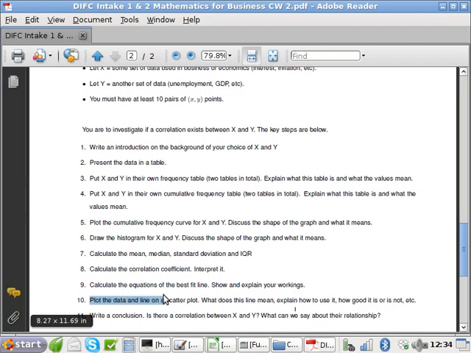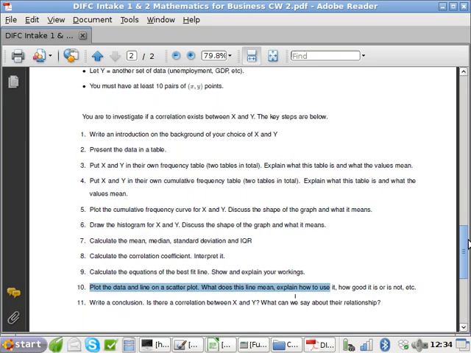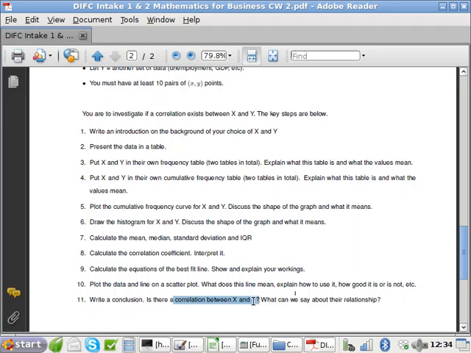Plot the data on a scatter plot. What does the scatter plot represent? How do you use it? And then write a conclusion. Is there a correlation between X and Y? What can we say about their relationship? So basically you're doing a little statistics report, and I'm leaving the choice up to you.